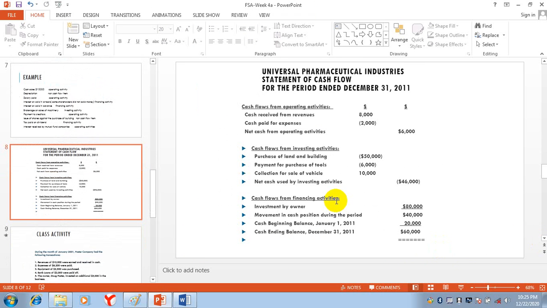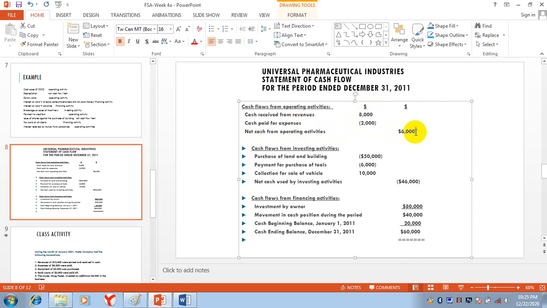Now here is an example of Universal Pharmaceutical Industry, statement of cash flow for the period ended December 31, 2011. Cash flow from operating activities first. Cash received from revenues 8,000. Cash paid for all expenses 2,000. Net cash from operating activities, 8,000 minus 2,000, is 6,000.